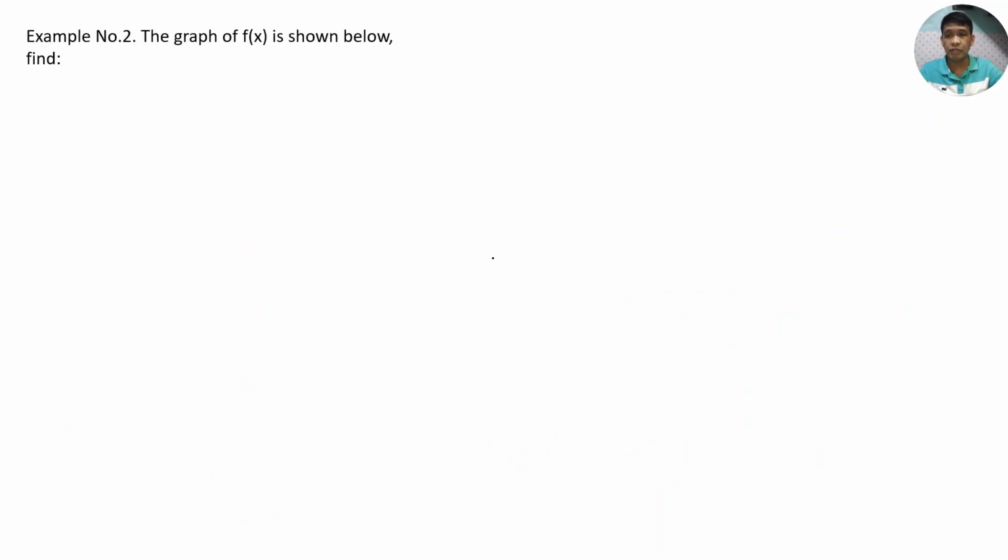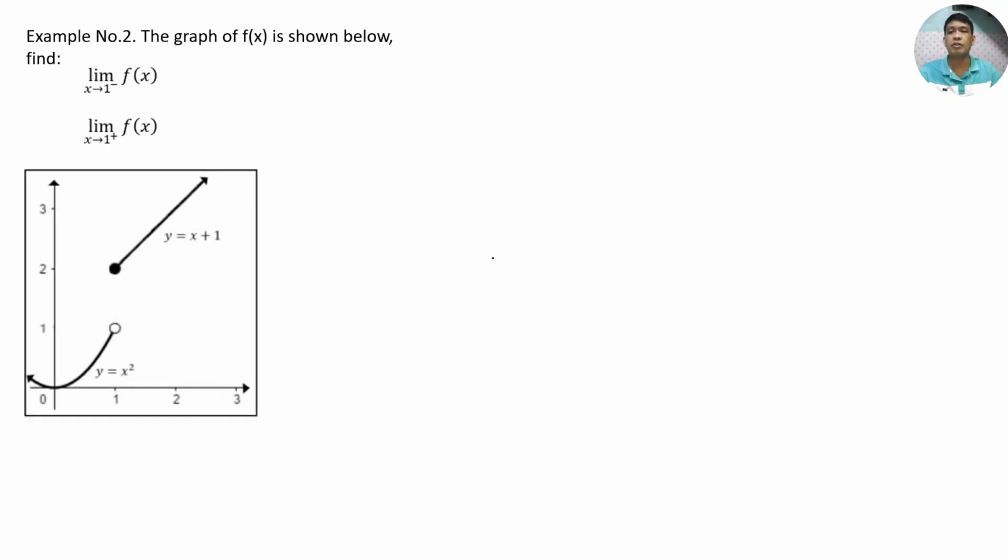Example number 2, the graph of f of x is shown below. So, evaluate the limit of f of x as x approaches 1 minus. So, this is from the left of x is equal to 1. So, as shown in the graph, from the left of x equals 1, the value it approaches is positive 1. So, yung value na ina-approach niya ay f of 1 is equal to 1. So, therefore, this is positive 1.